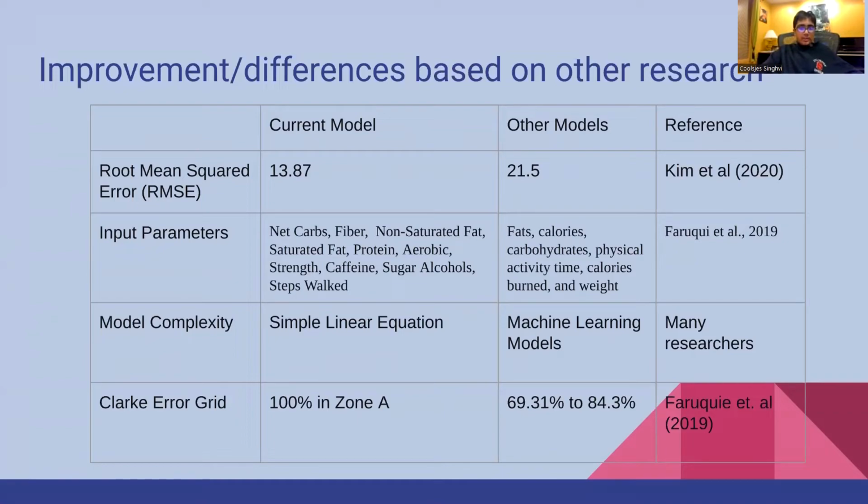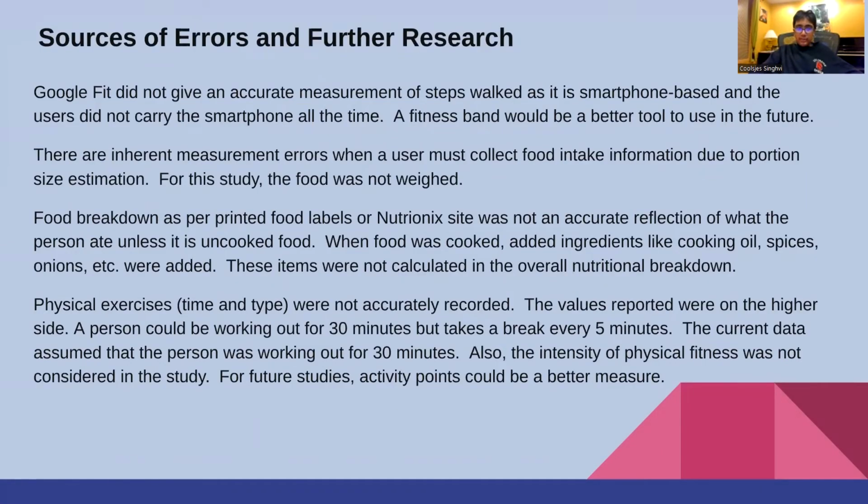There's an inherent measurement error for food portion size estimates, and overall, the food breakdown was not an accurate reflection of what the person actually ate. Also, it was uncooked or raw food. When food is cooked, added ingredients like cooking oil, spices, onions, and garlic were added, but these weren't calculated in the overall nutritional breakdown.